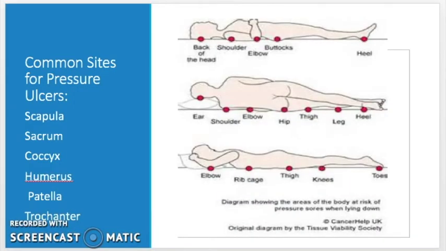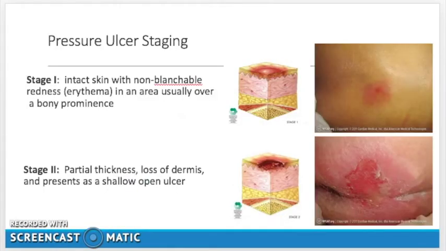This slide shows the common sites for pressure ulcer development, and you can see it's where all the bony prominences are putting pressure against a hard surface and decreasing the circulation to that area. So pressure ulcers, for documentation purposes, are staged.